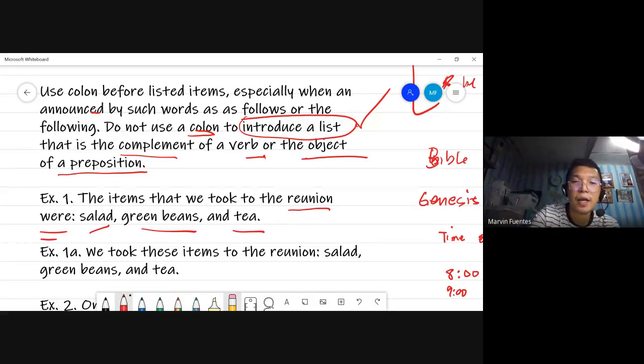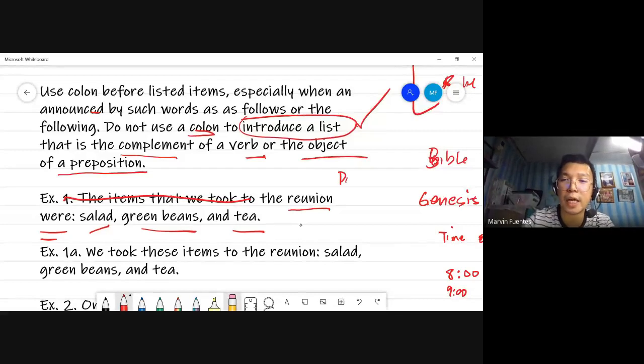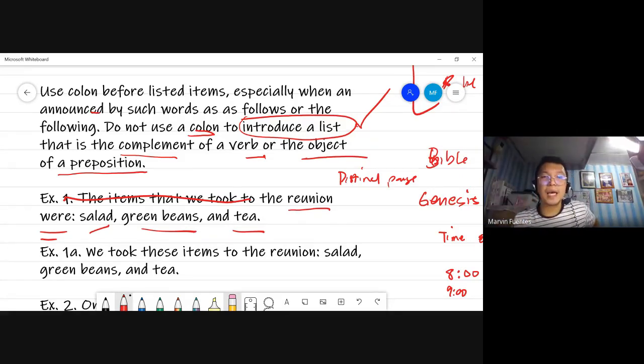So if ever that, let us remove this one. The reunion, where? Bakit ka naglagay ng colon dun sa where, which is that is the verb, and then if ever that you are going to put a colon, ang sabi natin kasi you are putting a distinct pause, no? If you are going to read it and analyze it, the reunion where, bakit ka nag-pause doon? Ha? Bakit kayo nag-pause doon?